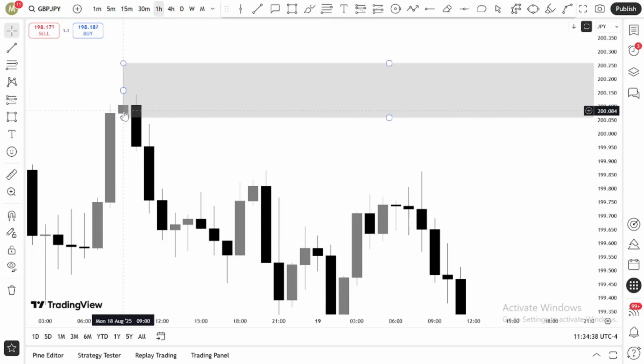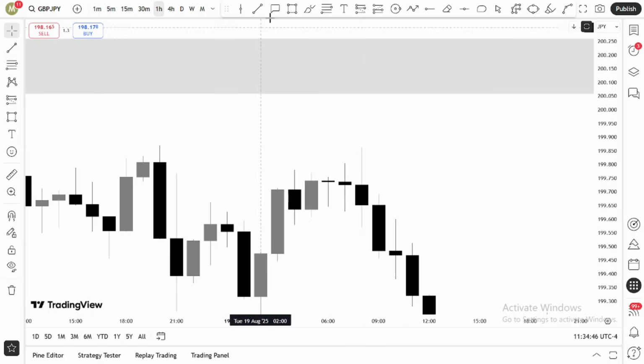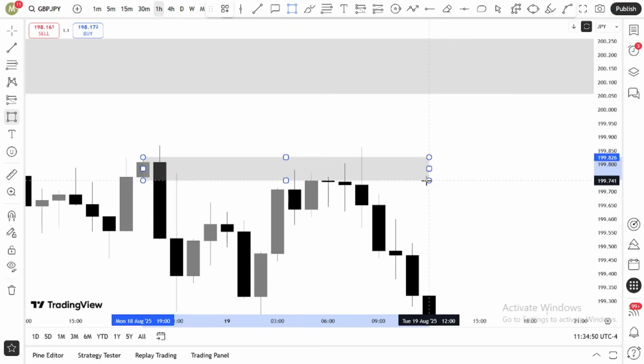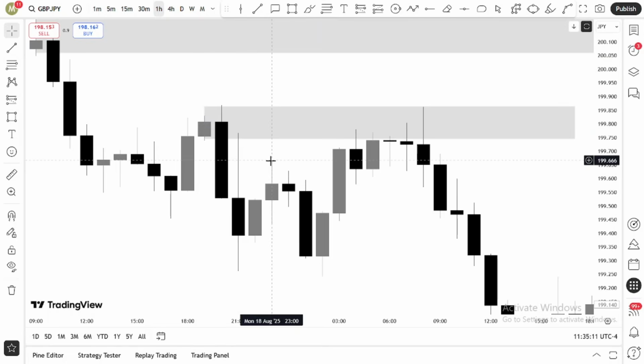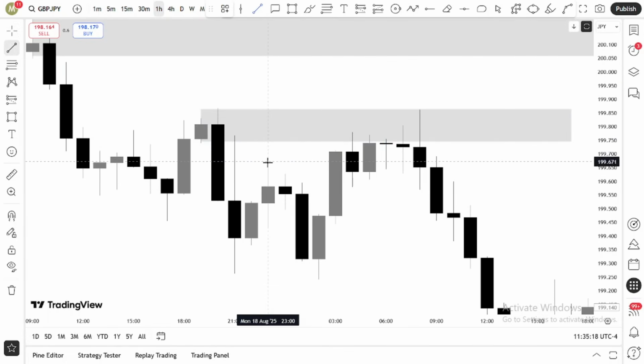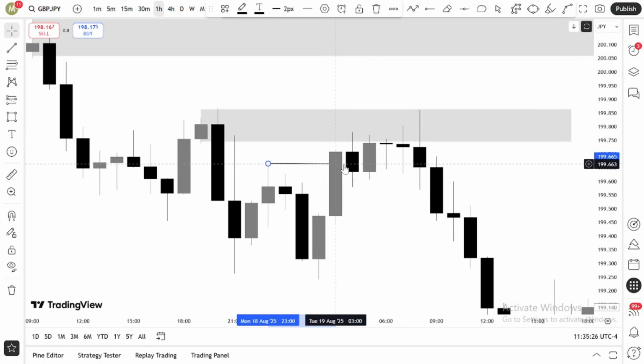This point is a valid order block for me. We also have another valid order block here, this one. Before price respected this order block, price engineered liquidity here. Price created an inducement here. Before you can spot a valid order block, the first thing you need to spot is an inducement or liquidity.